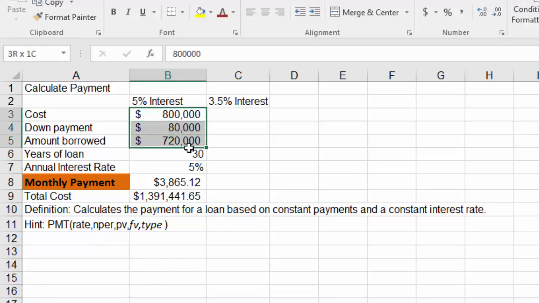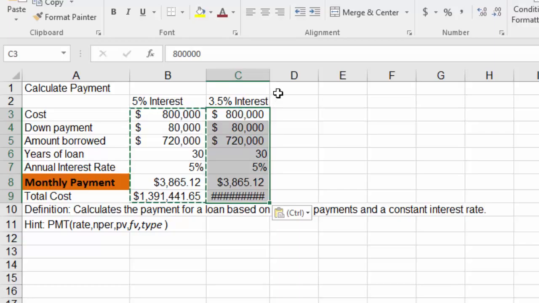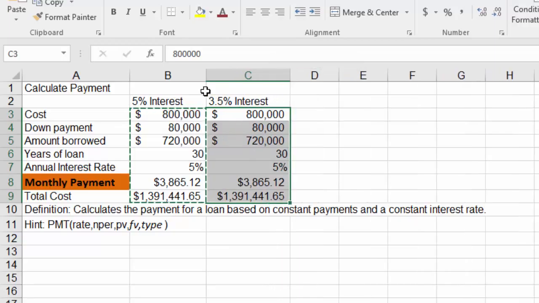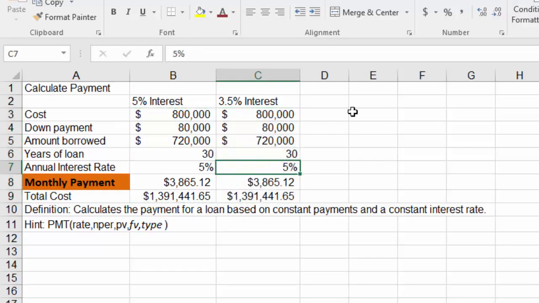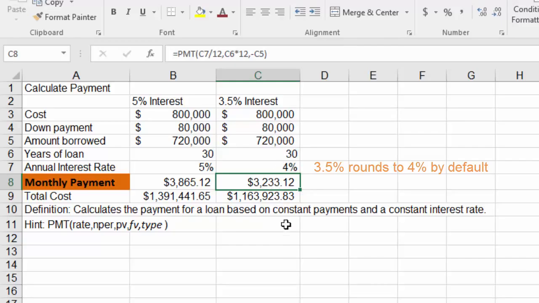Let's copy this scenario to column C. Again, we're leveraging relative cell addressing, so our math remains sound. We're simply going to change our percentage to 3.5%. So that's 0.035, and when I hit enter, that takes our monthly payment down to $3,233.12, and it takes our total amount down by about $200,000 and some change.